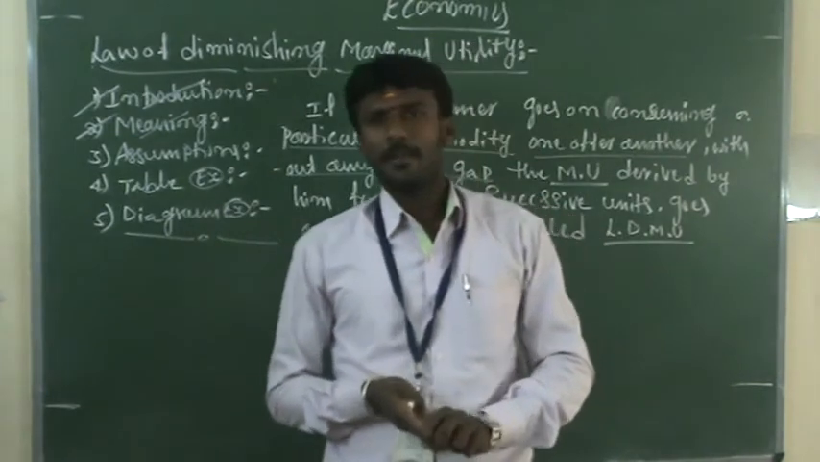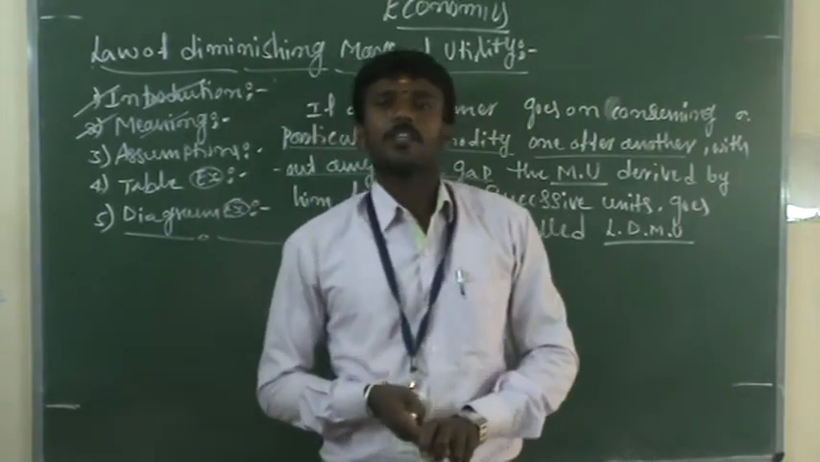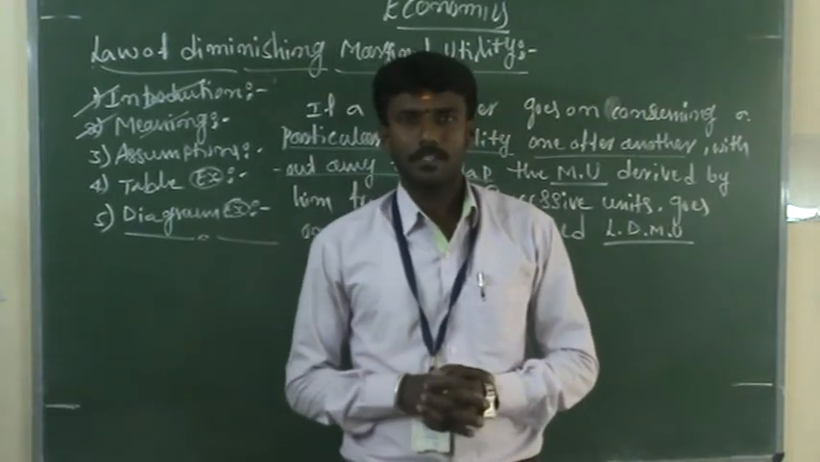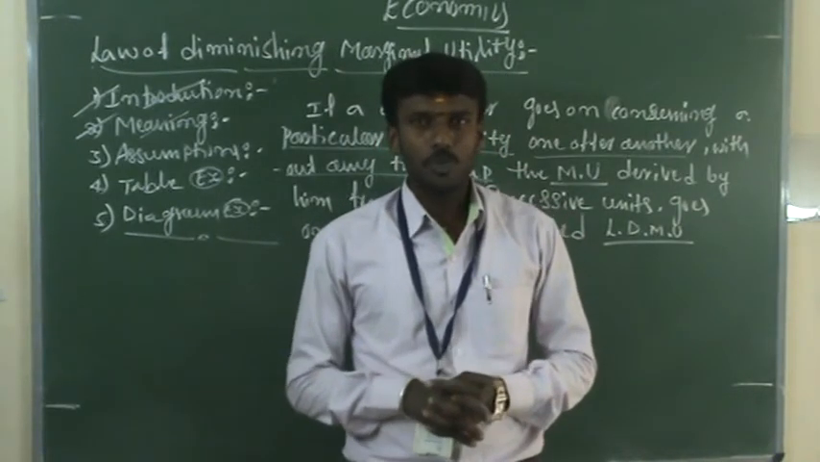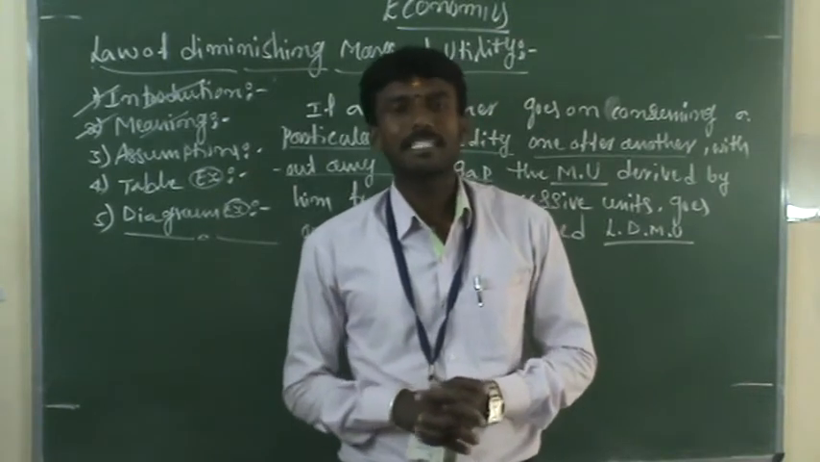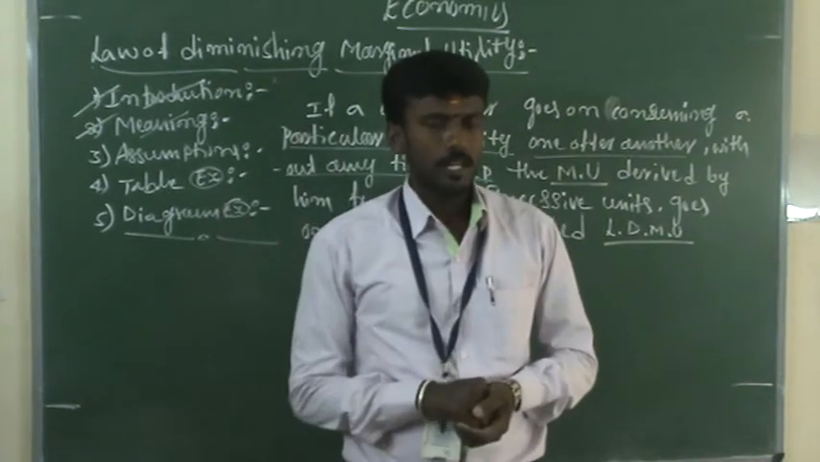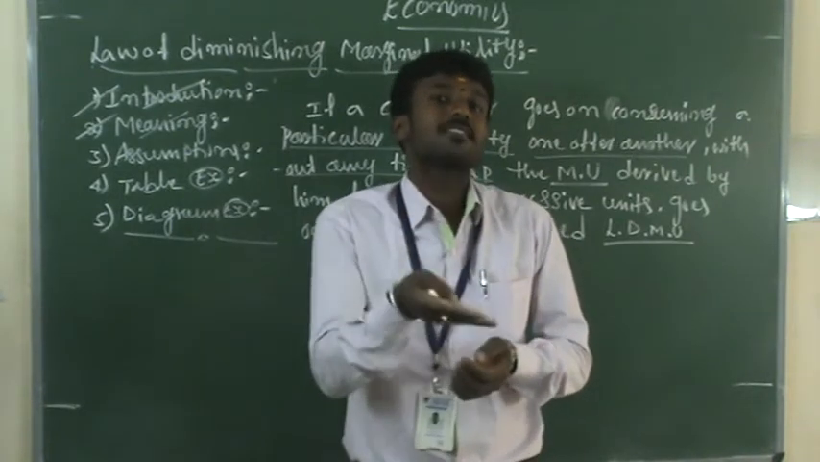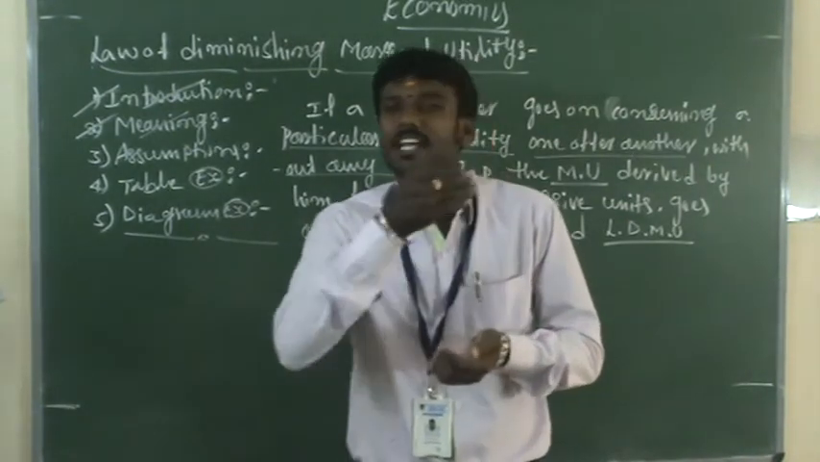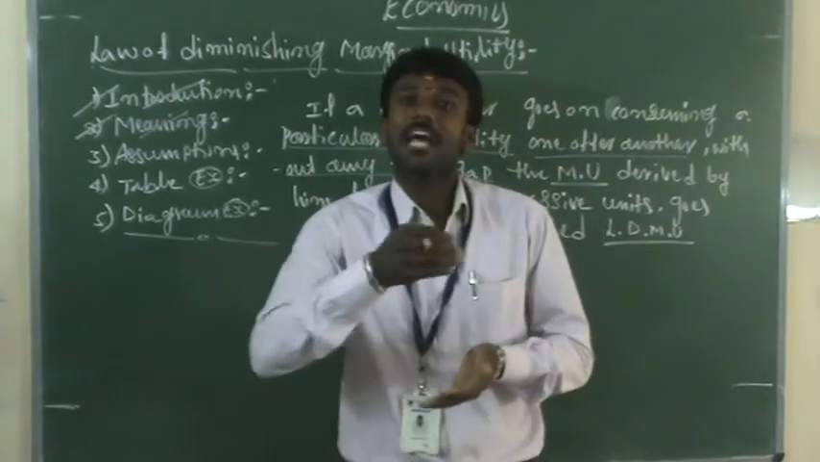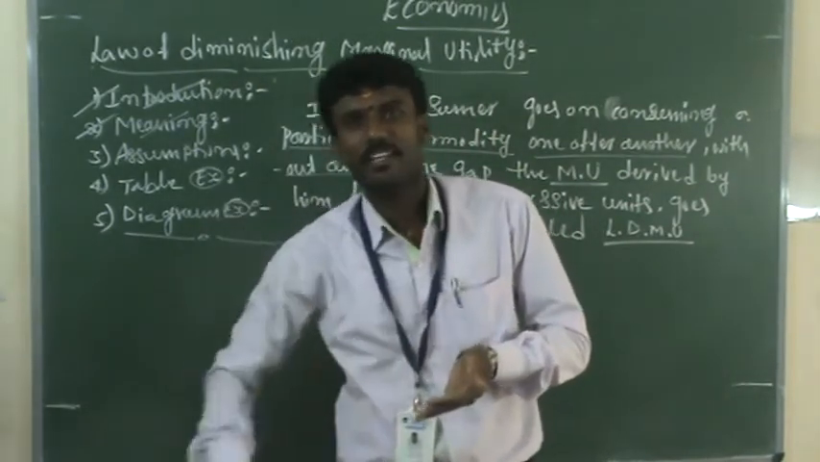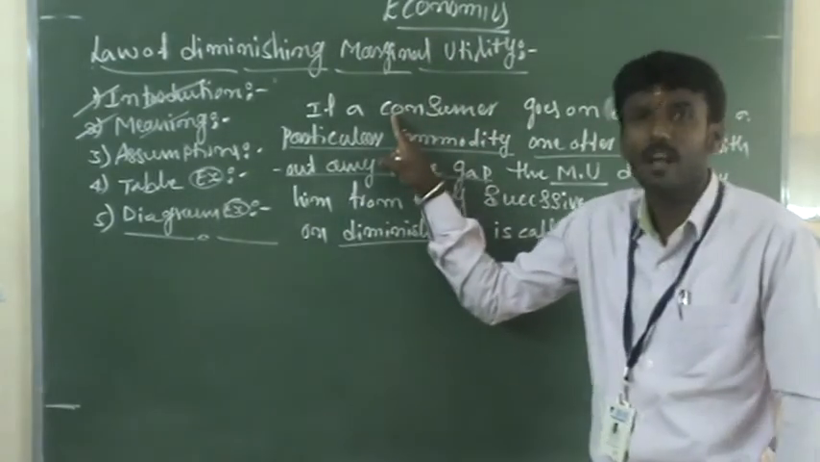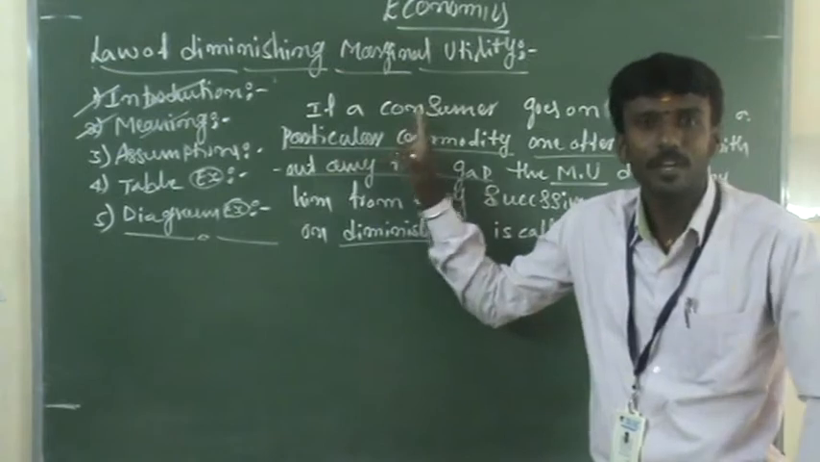See, simply or generally I told that the law of diminishing marginal utility means a consumer or a person has to consume a particular commodity continuously, then the marginal utility derived from those successive units has been decreasing. It goes on diminishing or decreasing. This process here we are going to consider as the law of diminishing marginal utility.